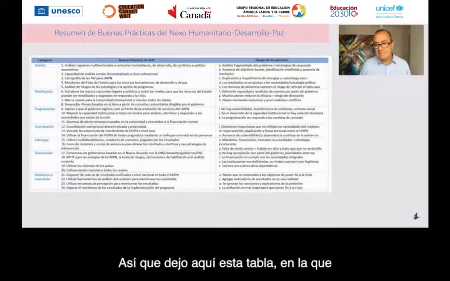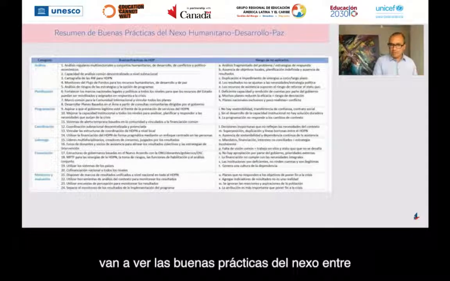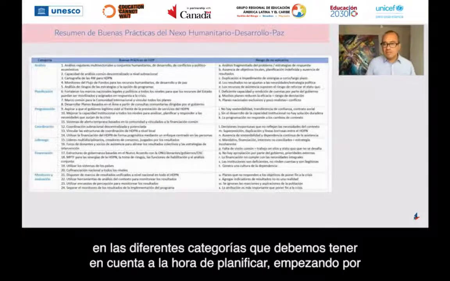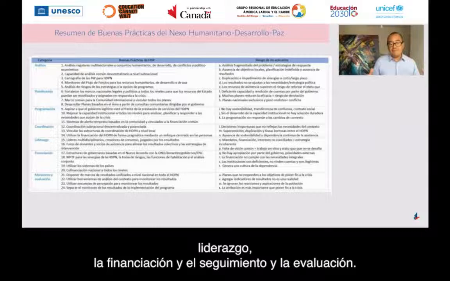So I leave this table here where you're going to see the good practices of the humanitarian development peace nexus and the risk of not applying these specific elements in the different categories that we need to take into consideration when we are doing planning, starting from analysis, from planning itself, for the programming, the coordination, the leadership, the funding, and the monitoring and evaluation.